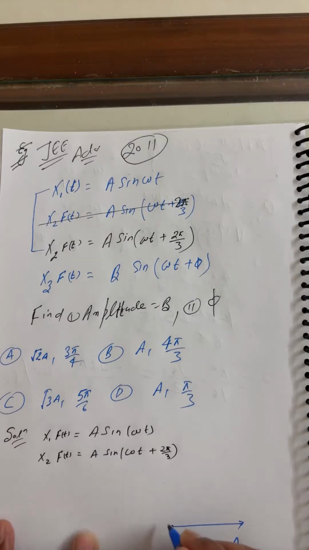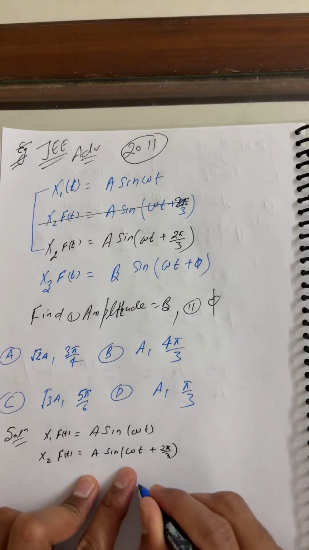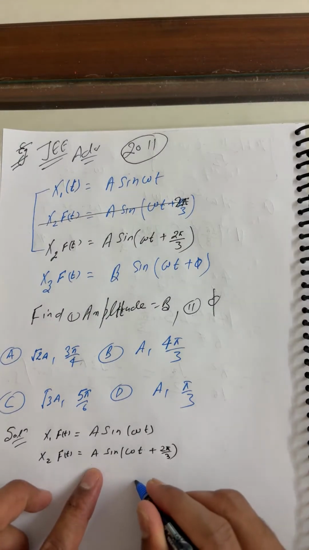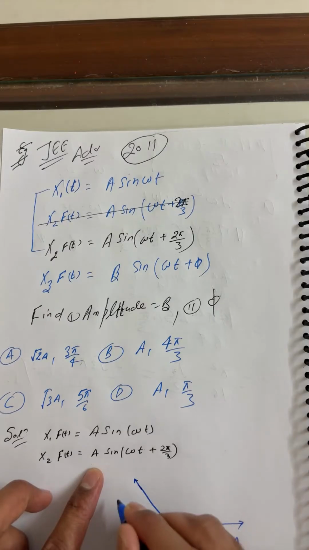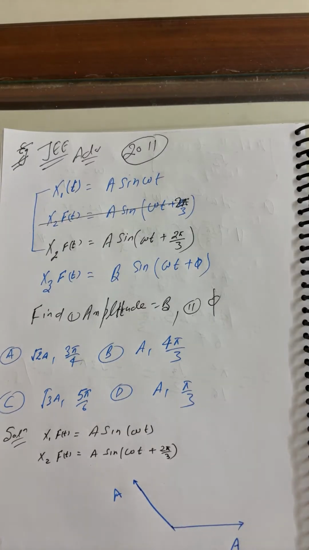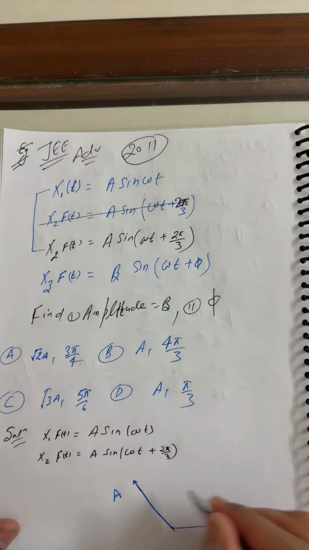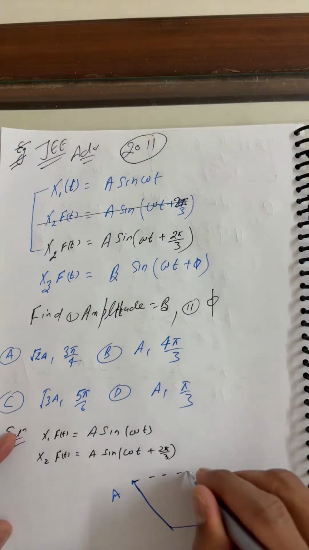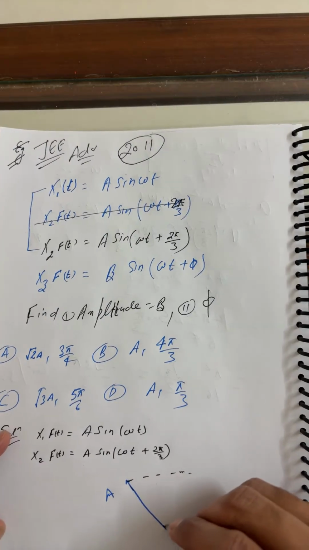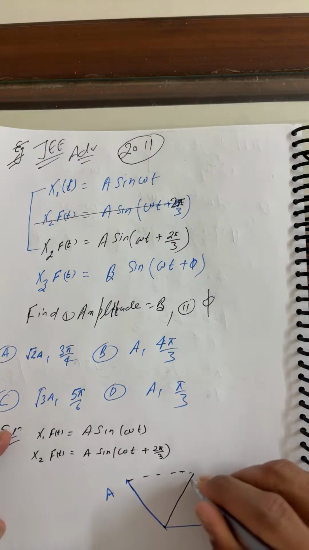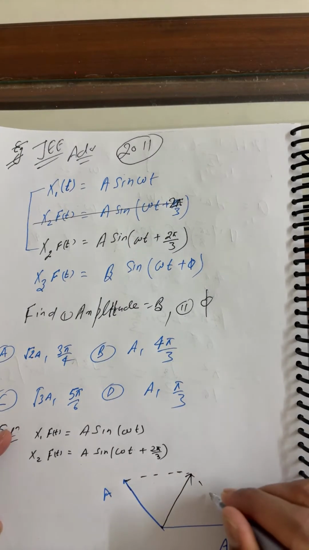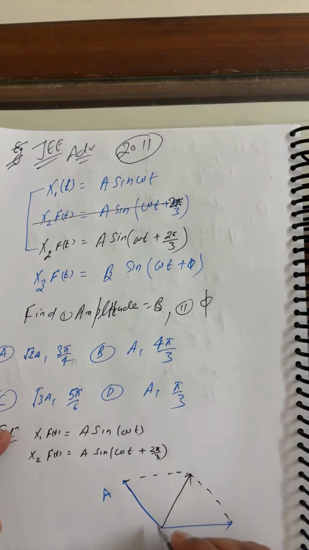Next, according to this diagram, you can see there is a phase difference. How much? 2 pi by 3. The displacement remains the same, which is equal to A only, right? So here we will get the resultant amplitude of these two vectors, these two displacement equations. So this angle mentioned in this question, how much, my dear?